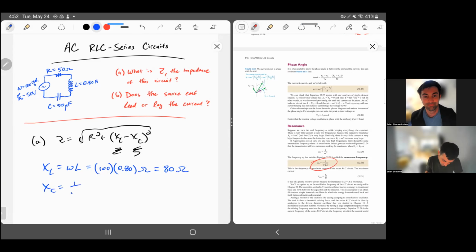X_C is 1 over omega C. So it looks like 1 over 100 times C, which is 50 microfarads. So 1 over micro is 1 over 10 to the minus 6, or 10 to the 6 on top. So this is times 10 to the 6 ohms. 10 to the 6 over 100 is 10 to the 4. 10 to the 4 over 50 is 10 to the 3 over 5, or 1,000 over 5, which is 200. This is 200 ohms.